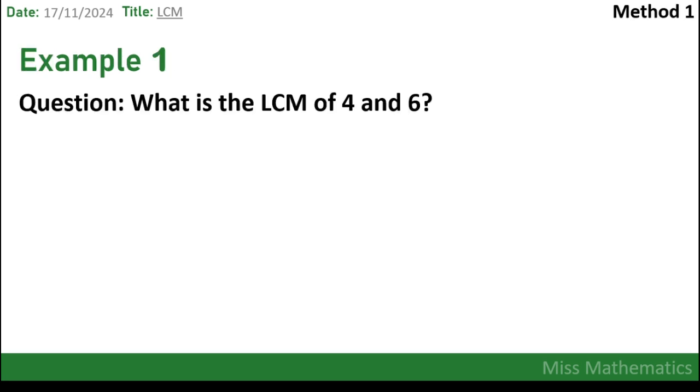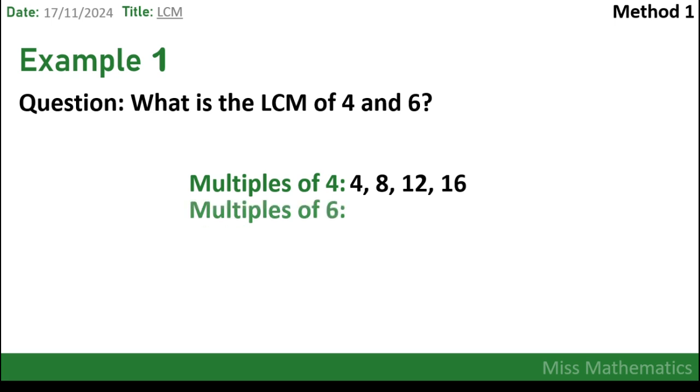Example 1. What is the LCM of 4 and 6? We're going to use method 1. Method 1 is good for small numbers where you don't need a calculator. So we can list out the multiples of 4. The multiples of 4 include 4, 8, 12, 16. To find multiples of 4, you just do 4 times 1, 4 times 2, 4 times 3, etc. And we can list out the first few multiples of 6 as well: 6, 12, 18, and 24.